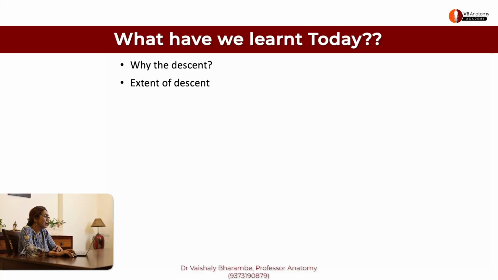So what did we learn today? Okay, so we learned why the testes. We had already developed the testes in lecture 1. So we had it in the abdominal cavity. So we asked ourselves the question, why the descent? From where to where is the extent of descent?